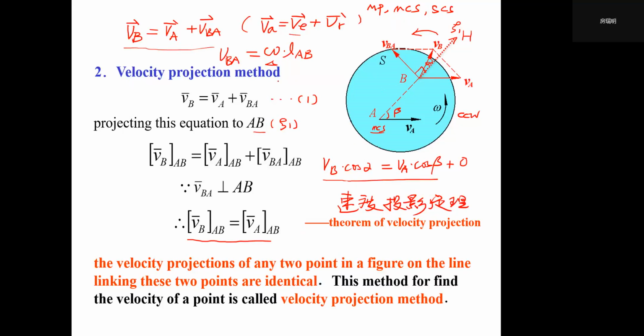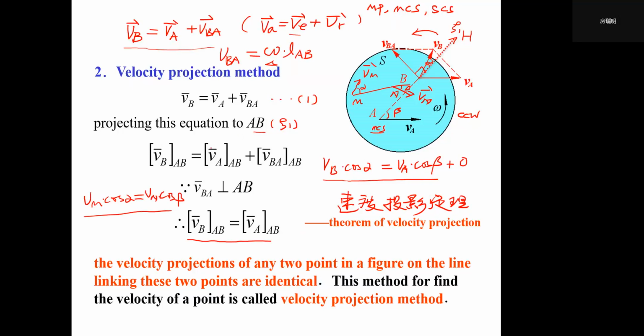So next time when we try to use this so-called velocity projection method, if there are 2 points, let's say M and N, and we know Vm's direction and Vn's direction, and we can find the intersect angles here and here, then we can always use the same relationship. So we can write Vm's magnitude times cosine alpha equals Vn times cosine beta.